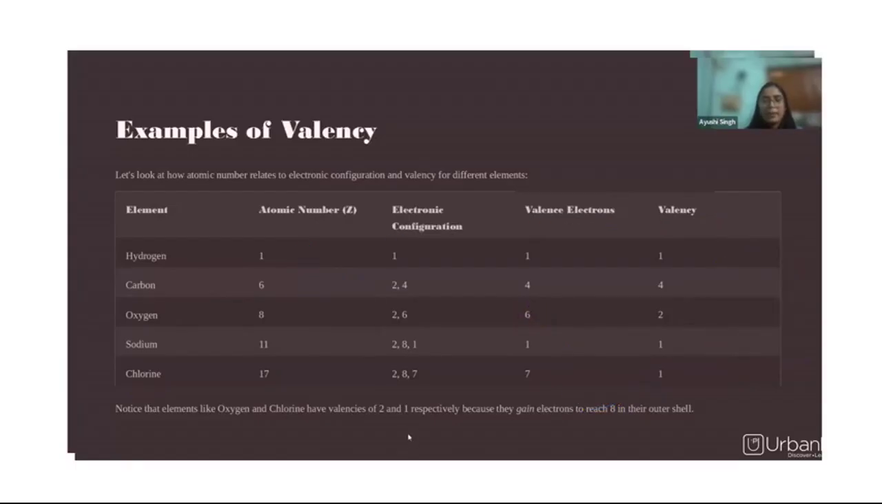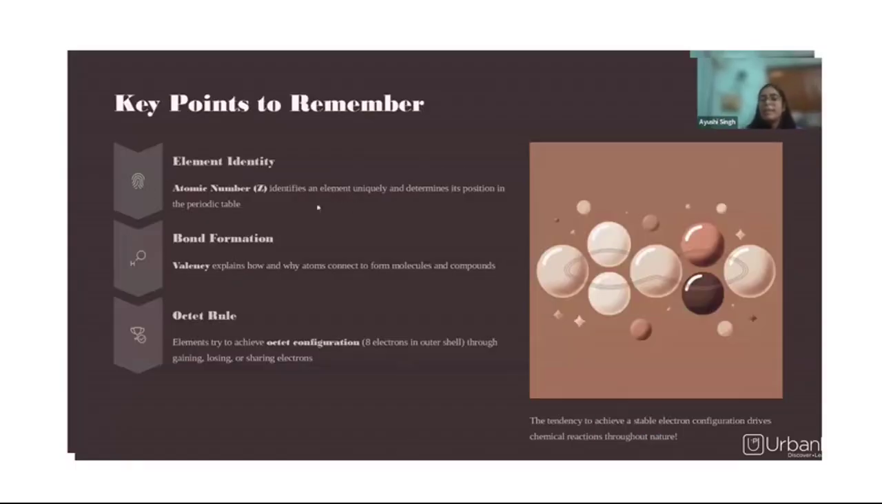Now, element identity is basically the atomic number, right? It determines the position where the element is going to be. Bond formation is basically valency, which explains how and why atoms connect, right? How many electrons are there in their outer shell, whether they should gain, lose or share their electrons. The octet rule is something we discussed, that only 8 electrons can be there in the outer shell, right?